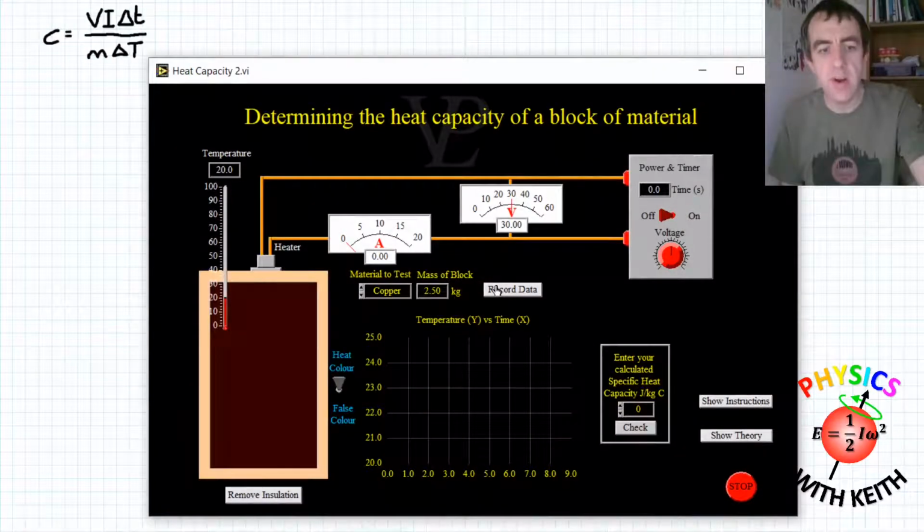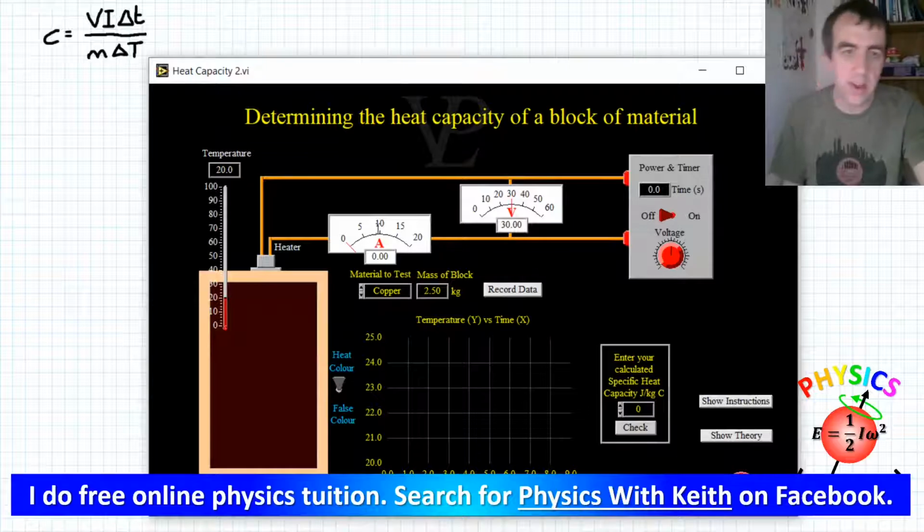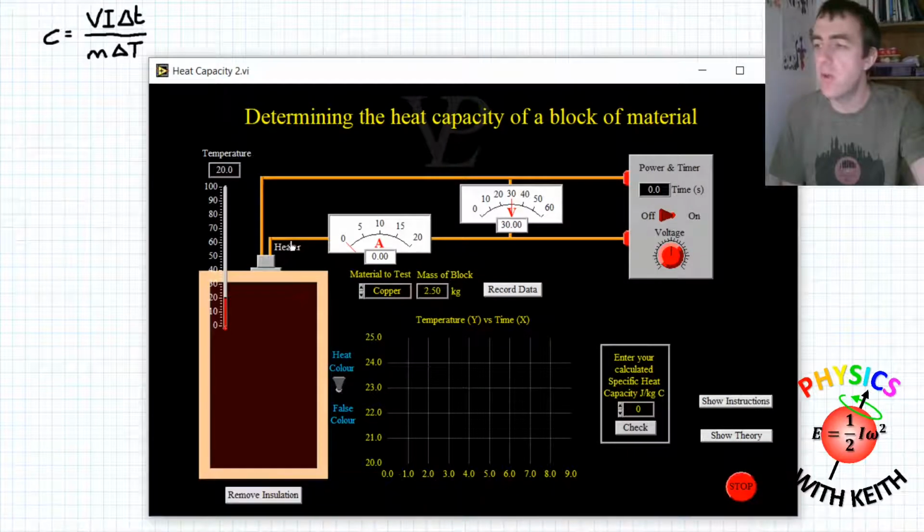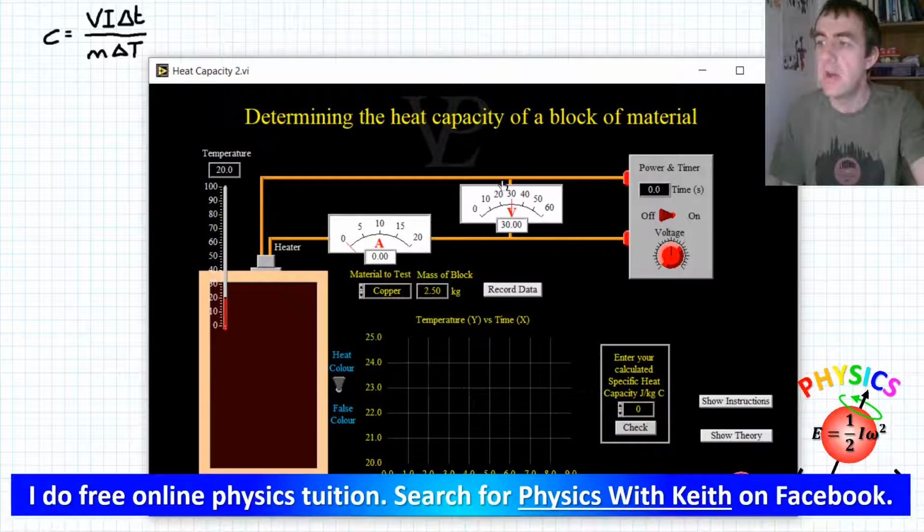So here's our experimental setup. What we've got here is a copper block here on the left with the heater in it. And you can see in series with this heater is an ammeter. That ammeter is going to measure the current passing through the heater. That's why it must be in series. We can see that in parallel with the power supply, and therefore in parallel with the heater, is this voltmeter. And so that will be measuring the potential difference across them.